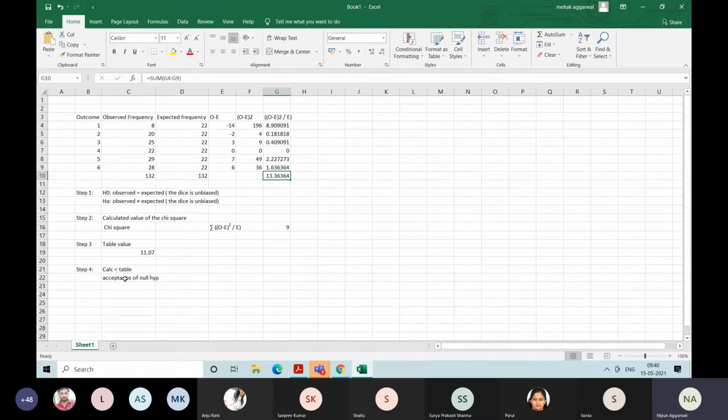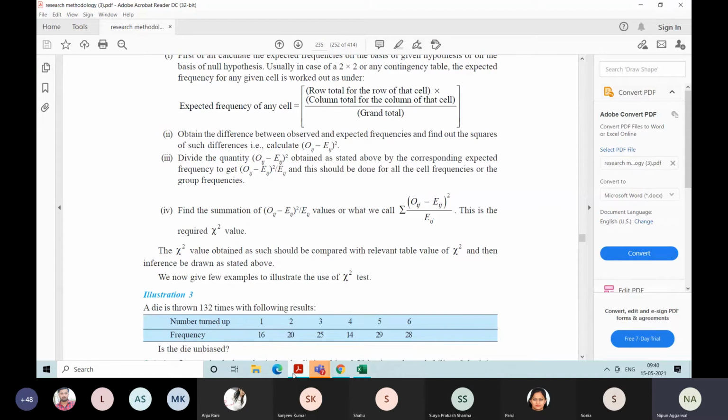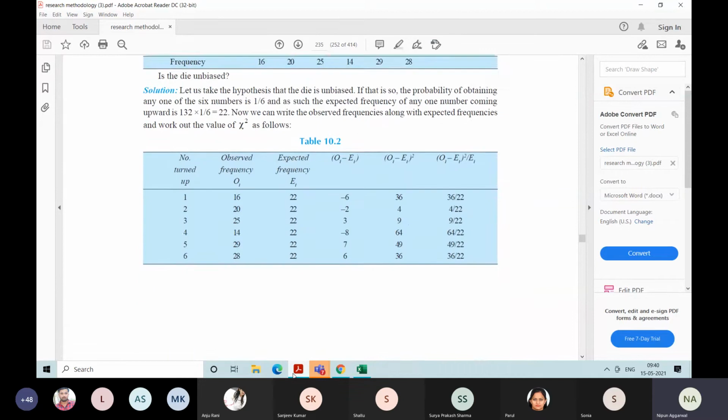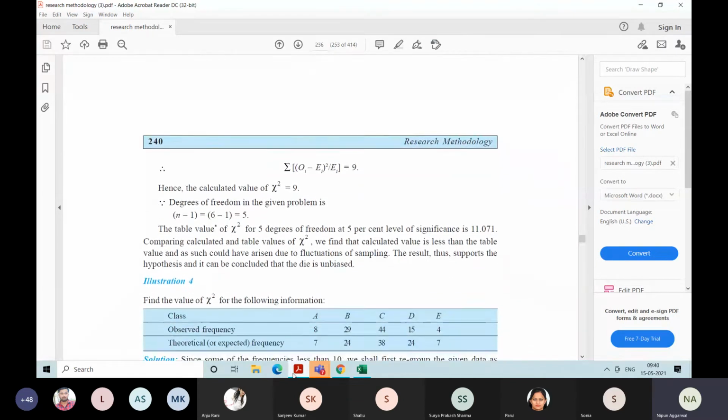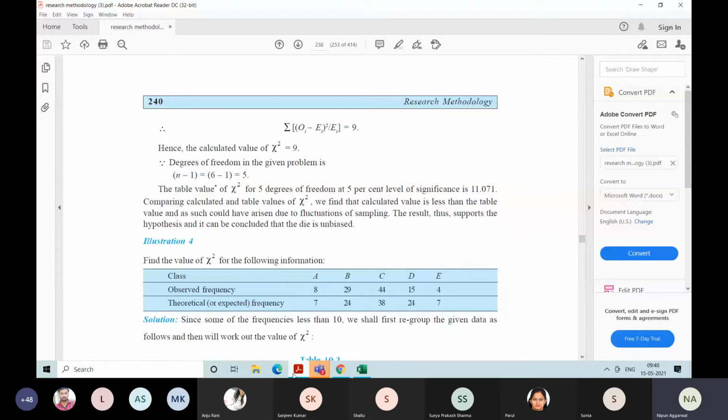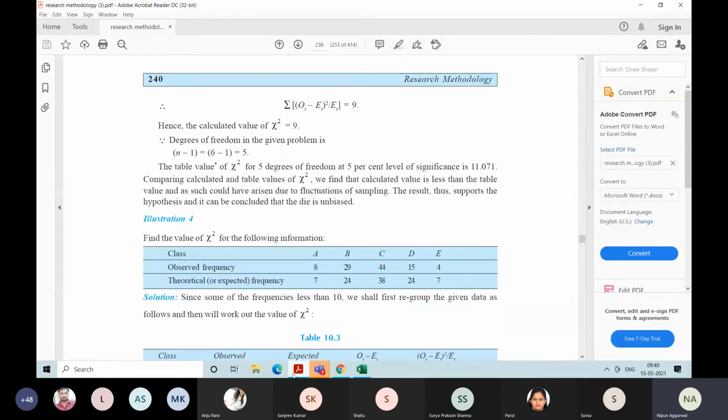So now it is rejected because there is a significant difference now between the observed frequencies and the expected frequencies. So that is the task of the chi-square test: to check whether the observed frequency and the expected frequency have a goodness of fit or not. Clear? So let's check with this. This is a solved example only. So again the chi-square value here comes out to be 9. Degrees of freedom is 5. So 11.07. So that's why we have concluded that it is an unbiased dice.